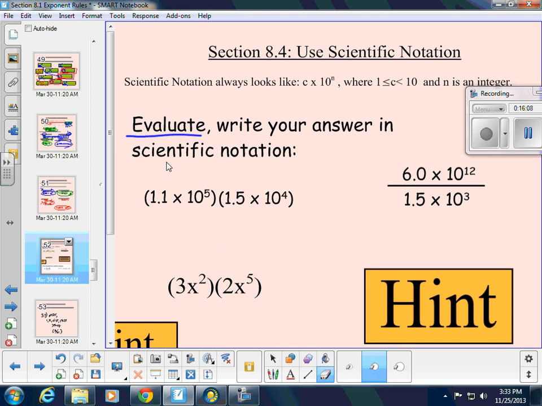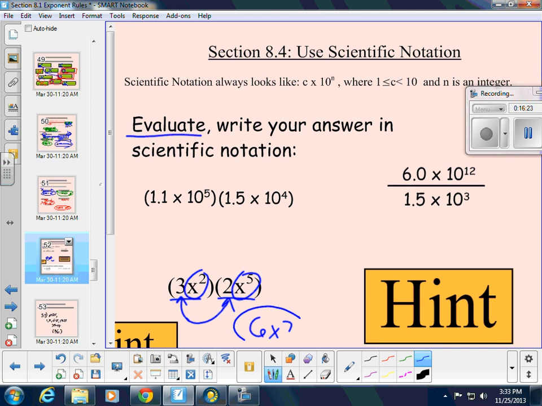Think about how we did a problem like this below. In a problem where the first term is multiplied by the second term, I can just multiply the two coefficients together and get 6. And then we know a rule for the powers. I can add the exponents and get x to the 7th. Well, what do you know? The same exact thing I can do with scientific notation.